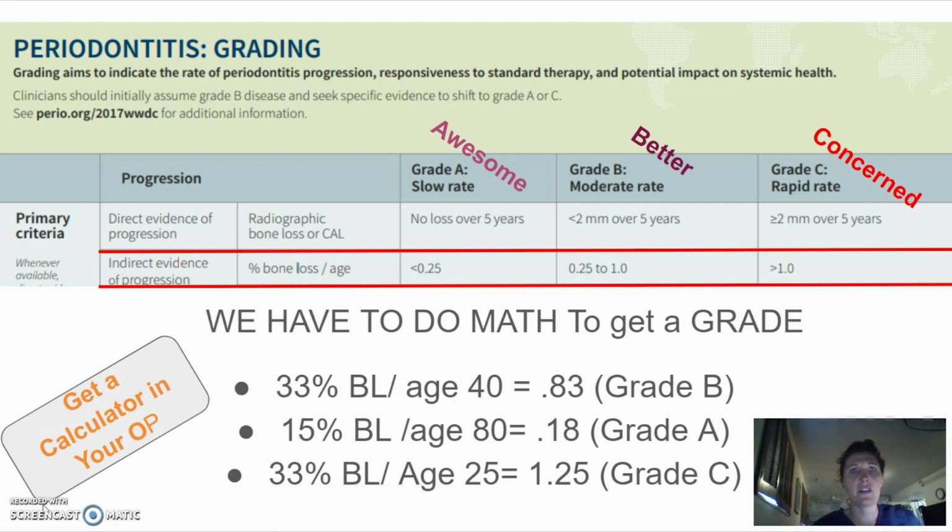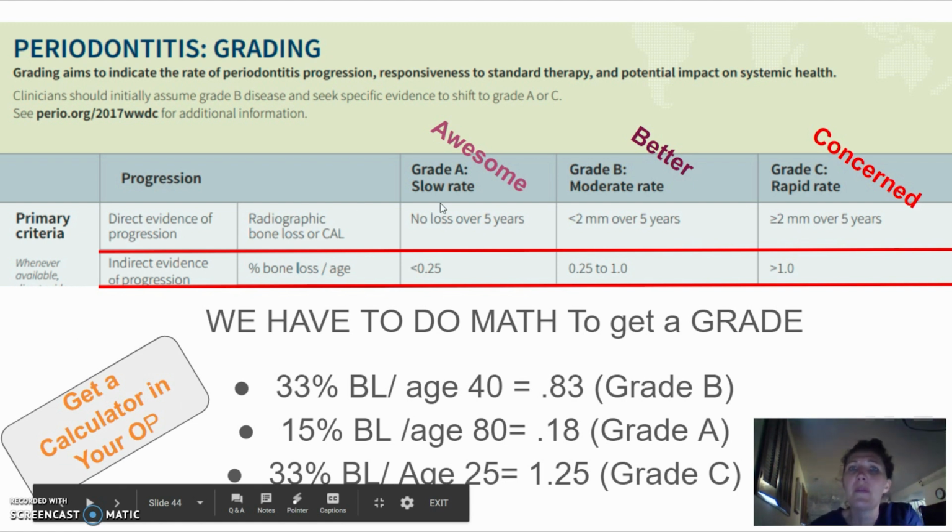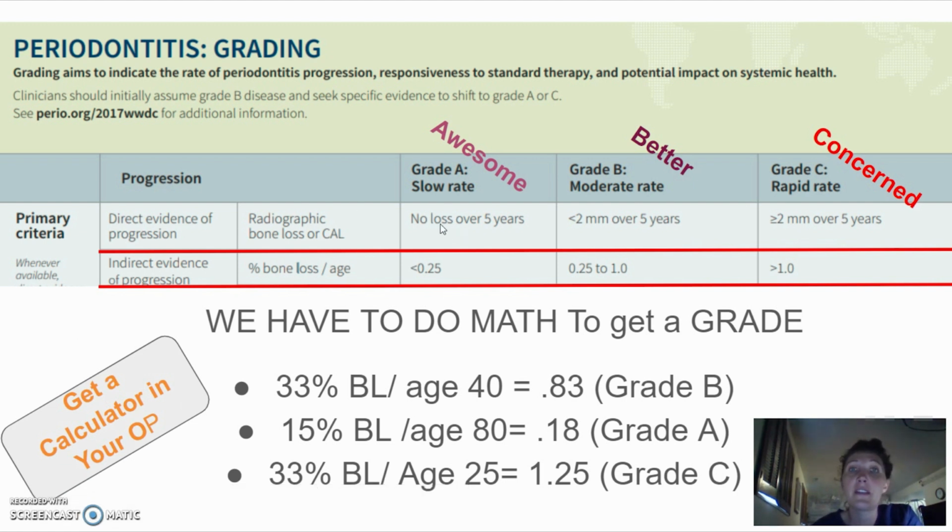Okay, let's look at this first line right here. This might be hard to tell. If they're a patient of record who's been coming for years, then you can get direct evidence of progression. So you could see if there's radiographic bone loss. There's none over 5 years, A. Less than 2 millimeters over 5 years, B. Or greater than 2 millimeters, a C. That's hard to tell if they haven't been a patient of record the whole 5 years.